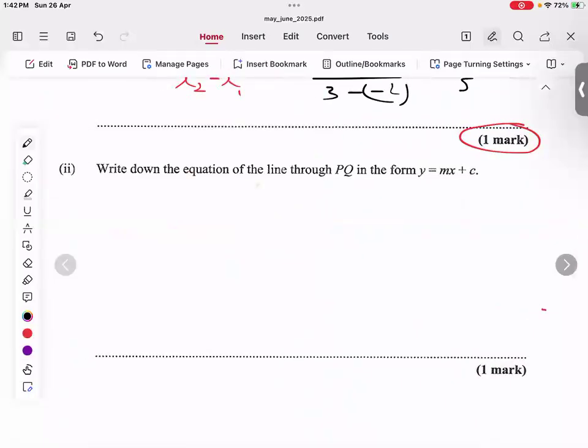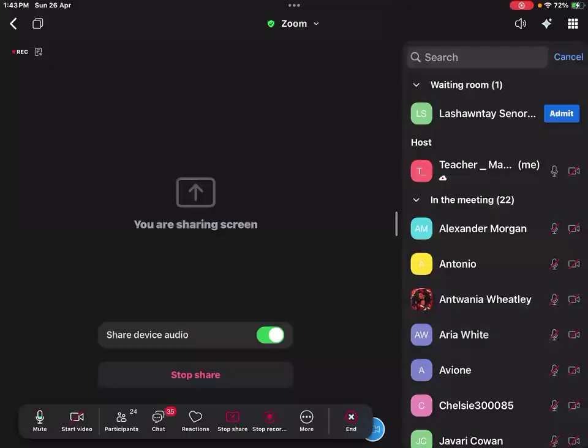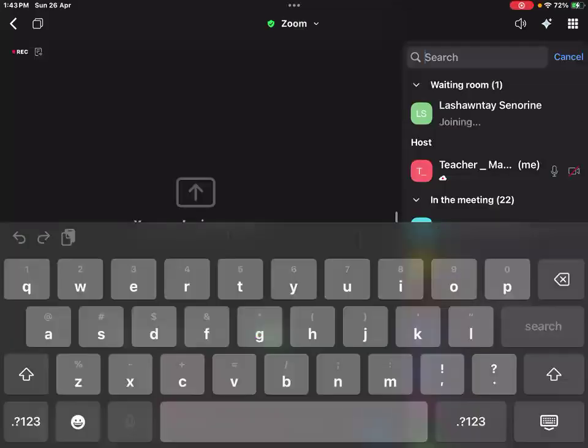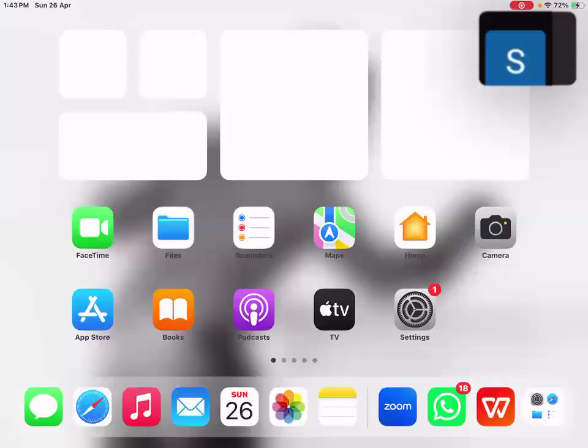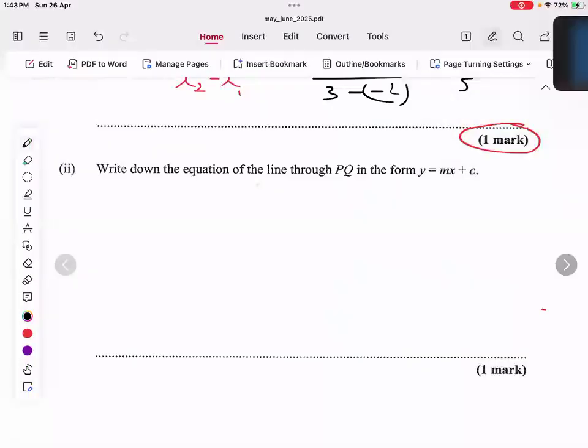Now we've seen this before. We're to write down the equation of the line through PQ. Let me check in the chat if anybody is here. Okay. All right, so write down the equation of the line through PQ in the form y equals mx plus c.